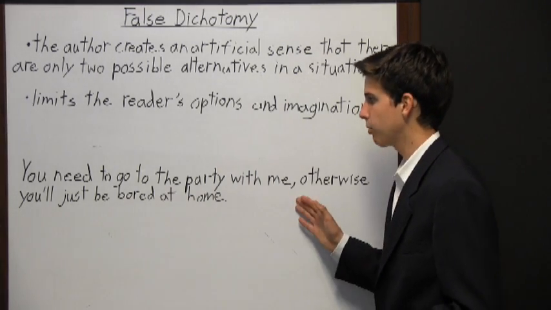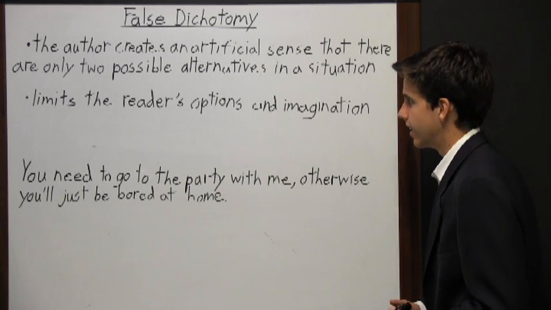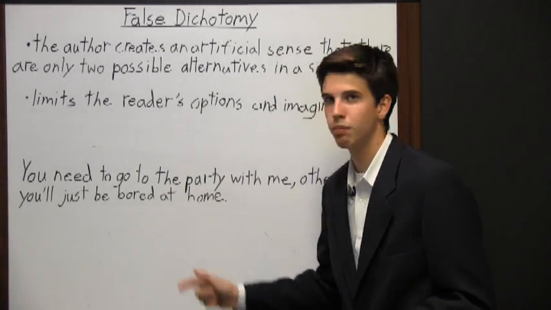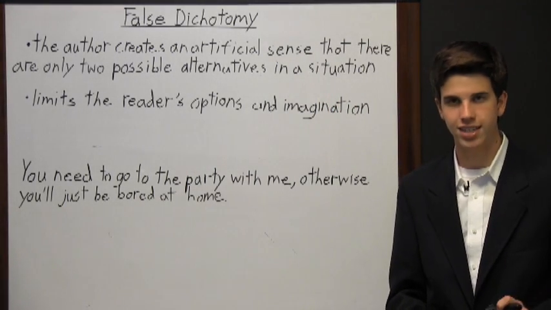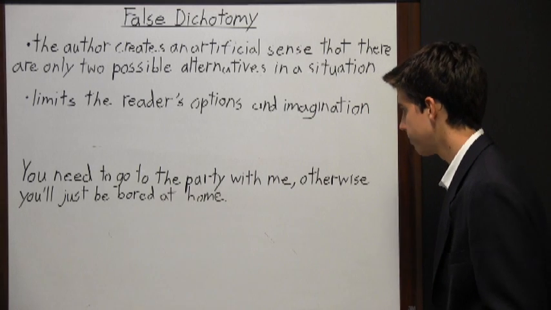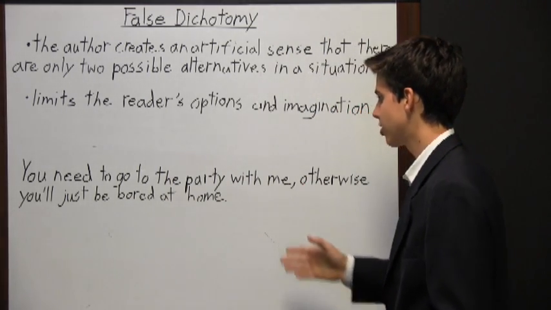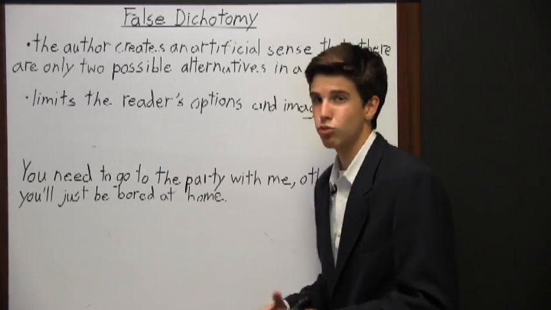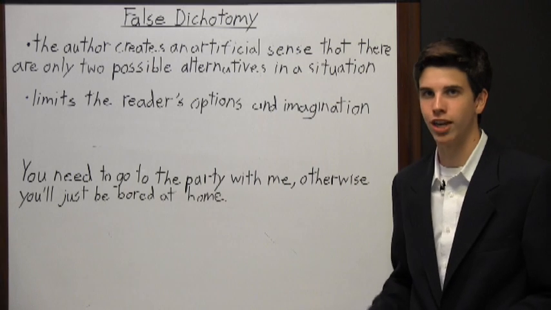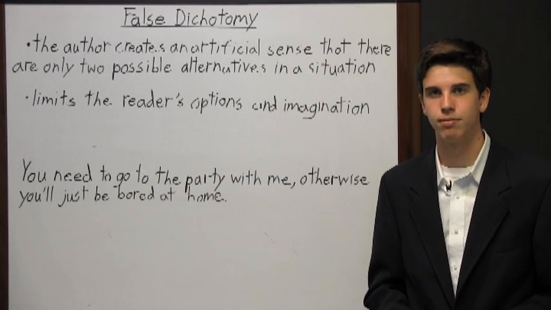And so this is an example of false dichotomy, because here the author is creating that artificial sense that there are only two possible alternatives. One is to go to the party, and one is to be bored at home. And remember that I said the author wants to give the impression that their view is the only sensible one. And so here, the only sensible option looks like to go to the party, because who wants to be bored at home? Whereas really, there's many options, and there's many sensible options in this situation. So that's why this is an example of false dichotomy.